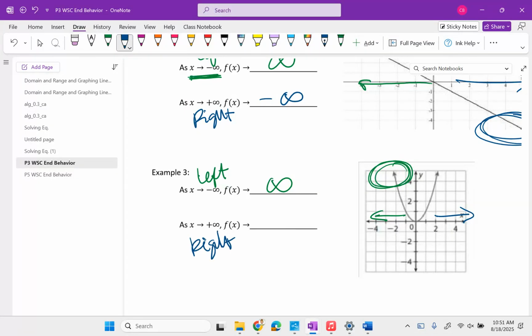All right. On the second line there, as we're going to positive infinity on the x, so as we're traveling right, what direction is my y going? Up, up, right? So what number is that? Positive infinity. I don't have to write the plus in front, right? We talked about that. Okay.